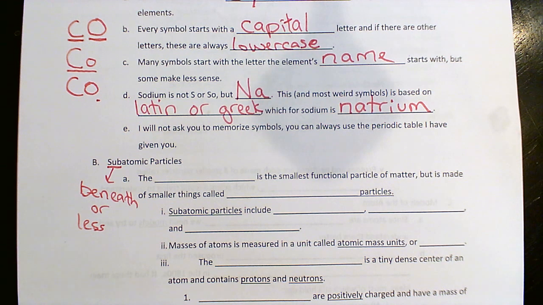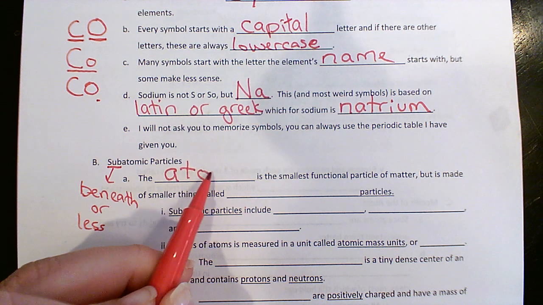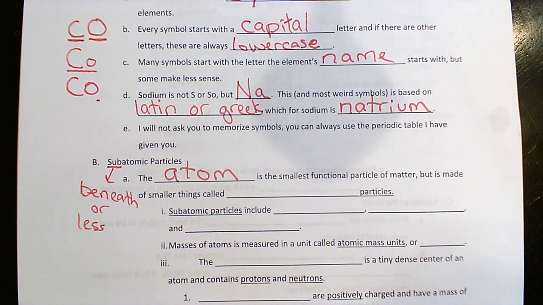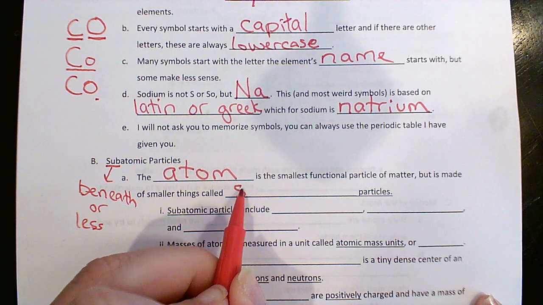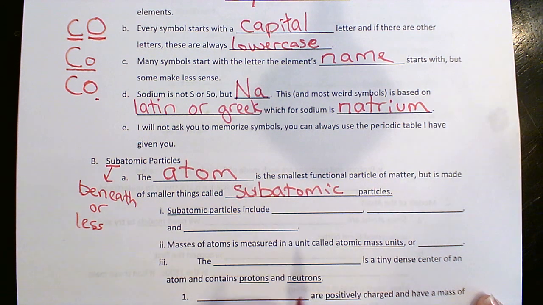This is going to make more sense when we get down here. But we're talking about atoms, the smallest functional particle of matter. If you get smaller than an atom, those particles don't really exist by themselves. They only exist when they are part of an atom. So it's made of smaller things, and those are our subatomic, or less than atom, particles.